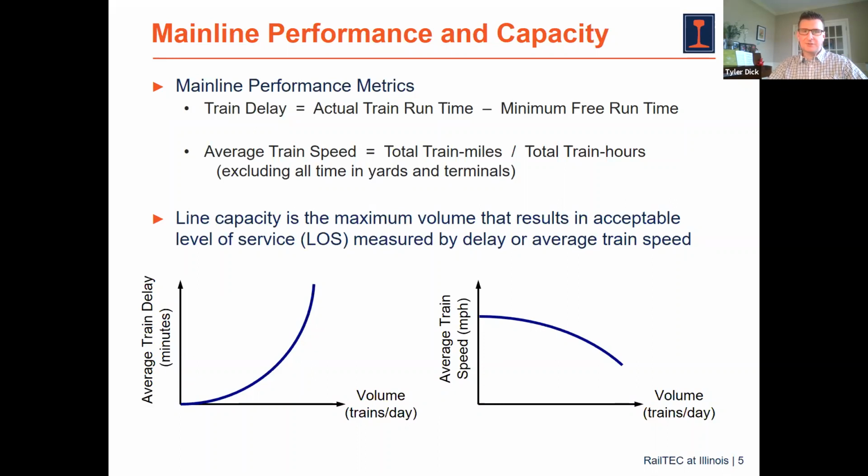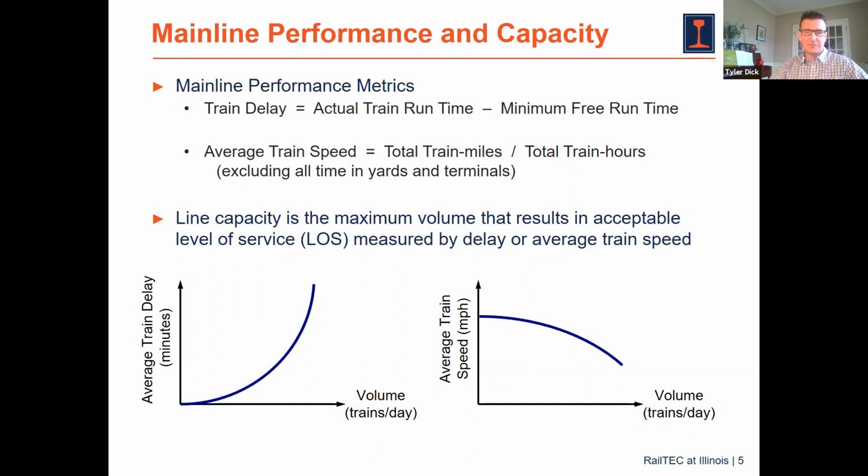We can also look at average train speed, which is a metric reported by most of the Class 1 railroads on a regular basis, where we take the total train miles of trains operated across the network and divide by the total train hours, excluding all the time in yards and terminals, and we use that to calculate an overall average train speed. And we can look at how these different performance metrics vary with volume in terms of trains per day moving across an individual segment or corridor or network, and use that to define our capacity. So at the bottom, we have some example curves of what these relationships typically look like.